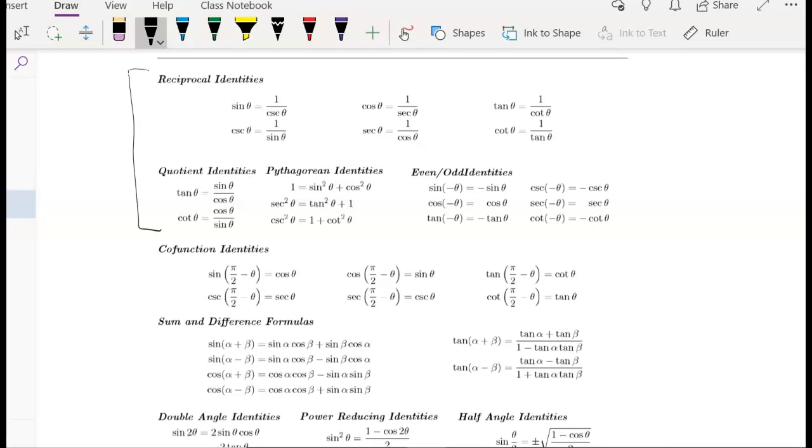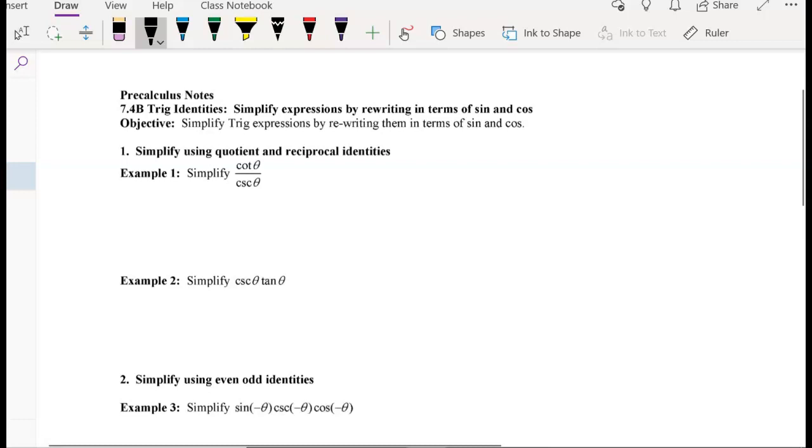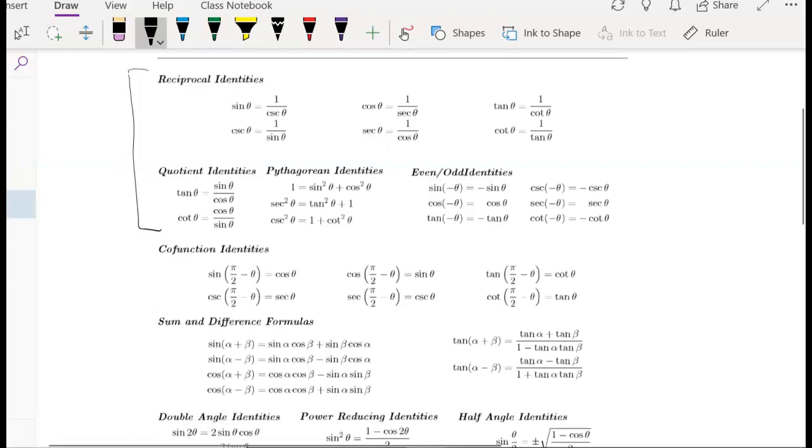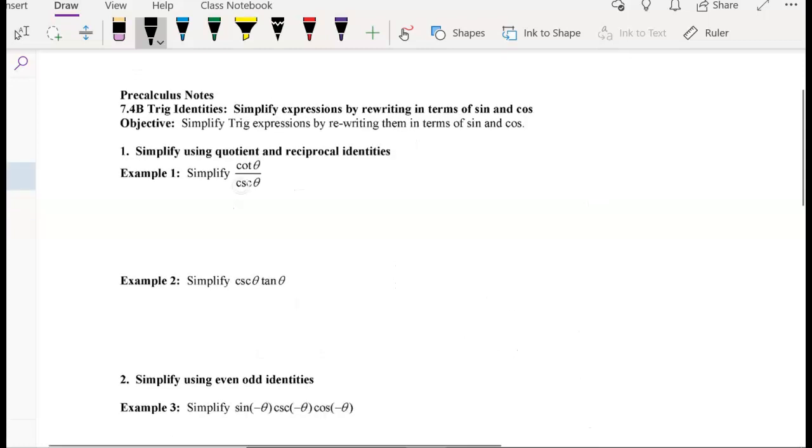Okay, so the first problem, and this first strategy is actually to change everything from whatever it is into sine and cosine. So if we look at the cotangent and the cosecant, based on our identity with the cotangent right here, we can rewrite the cotangent as the cosine over the sine, and the same thing with the denominator, the cosecant. We can rewrite this as the cosine of theta over the sine of theta. There's our cotangent. Over 1 over the sine of theta. There's our cosecant.